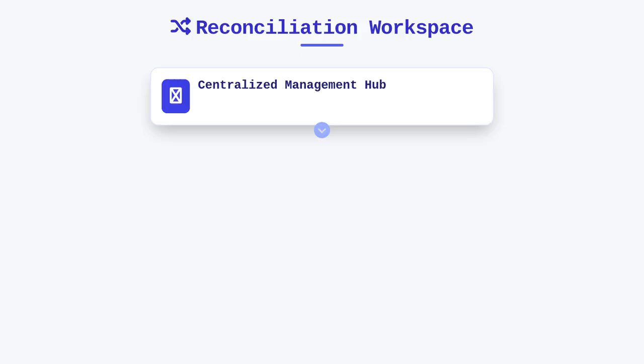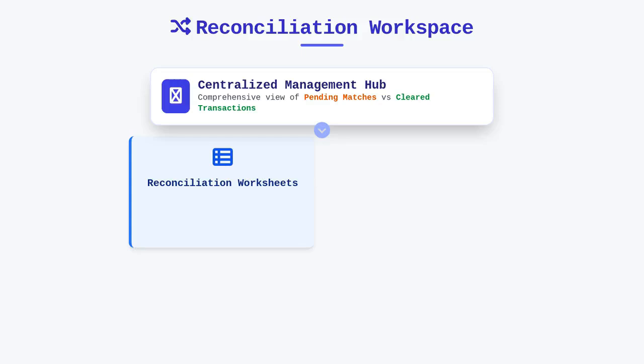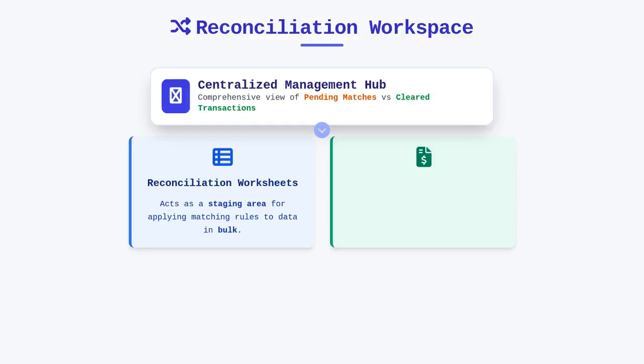The reconciliation workspace serves as the centralized hub for managing these tasks, providing a comprehensive view of pending matches versus cleared transactions. Within this workspace, you can execute reconciliation worksheets, which act as a staging area where matching rules are applied to the data in bulk. If a bank statement includes items that are not yet in your system, such as bank service fees, interest charges, or unexpected wire transfer costs, the process allows for the creation of correction vouchers.